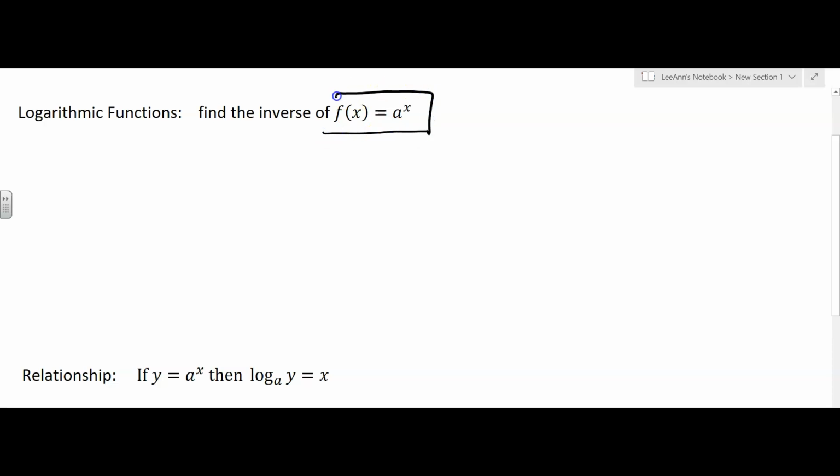Now right here, this is an exponential function. And they want you to find the inverse. Well, we have a process for finding an inverse, right? So we learned that in the last section. You replace f of x with y. You switch x and y. And then you're supposed to solve for y.